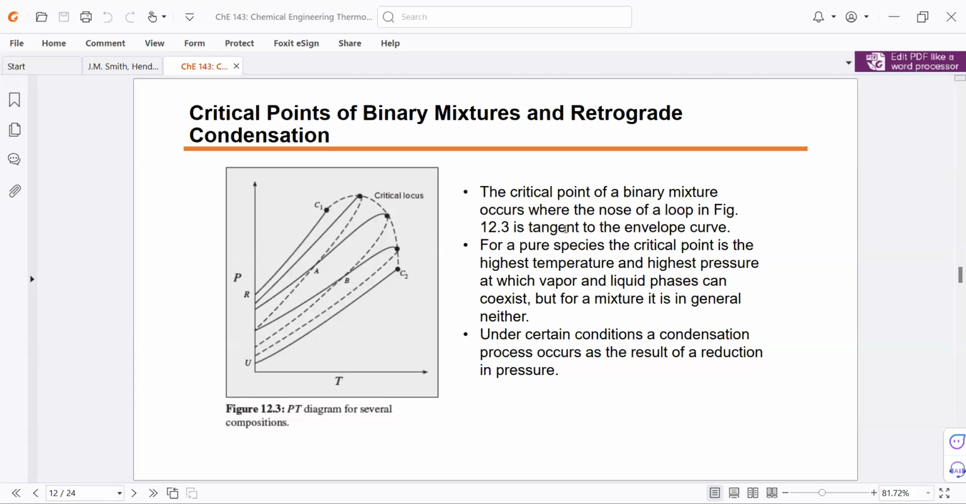So for a pure species, the critical point would give you the highest temperature and highest pressure at which the vapor and liquid phases can coexist. But for a mixture, it's neither at the highest pressure nor at the highest temperature. So it's not the same when you have a pure species and when you have a mixture. What do I mean by that? Now we will move to discuss the special phenomenon called retrograde condensation.